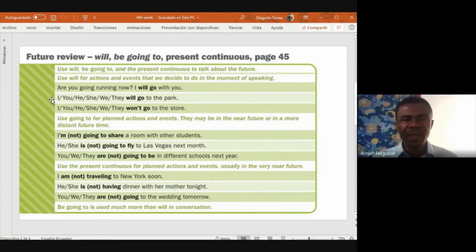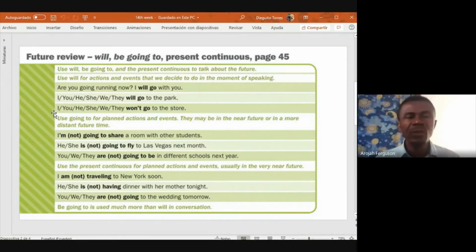Good. The other example, we have all the subject pronouns: I, you, he, she, we and they. So you can use I will go to the park. You will go to the park. She will go to the park. We will go to the park. They will go to the park. It's a future action, but it's in the near future, not very far.